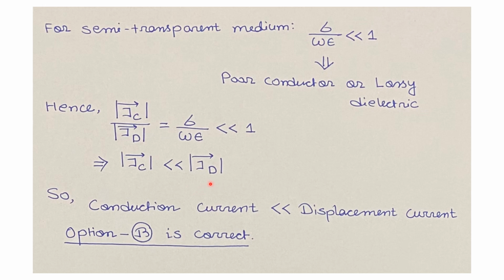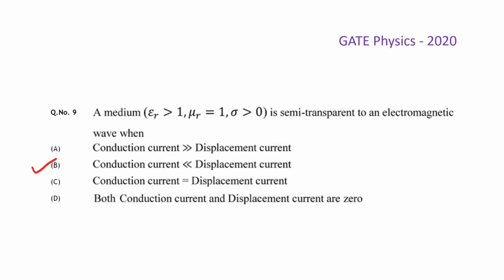So we can conclude that conduction current in this media is very less than displacement current, which is option B given in the question. So according to our solution, a medium is semi-transparent to an electromagnetic wave when the answer is option B, that is conduction current is very less than displacement current.